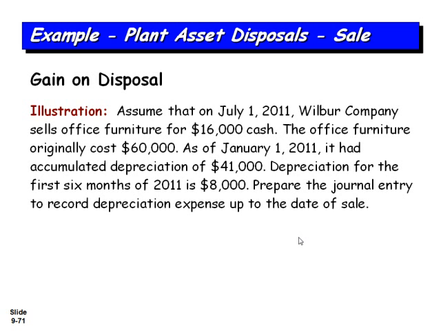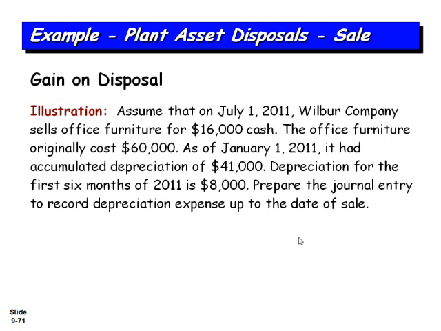Depreciation for the first 6 months of 2011 is $8,000. Prepare the journal entry to record depreciation expense up to the date of the sale. Now you're going to have to catch up depreciation. So the first thing you do is record depreciation as of the disposal date.